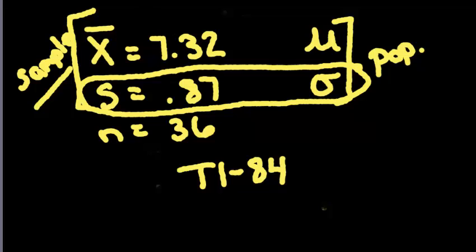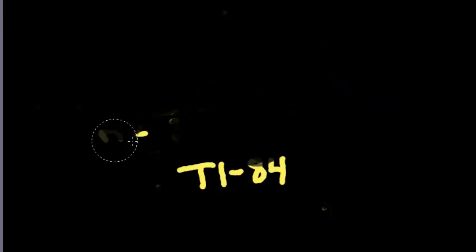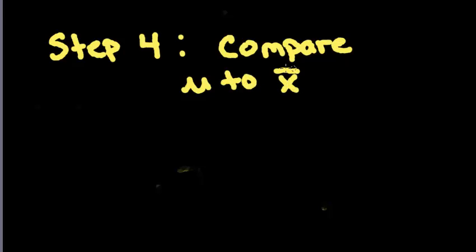Now that we have this information, we need to figure out how close our mean is to the mean we're testing against. I think we're on step 4. Step 3 was to collect those summary statistics; I might not have written that down as step 3. But step 4 is to compare mu to X bar and see how far away they are. If they're really close to each other, then there's no difference. If they're really far apart, then we know there is a difference.